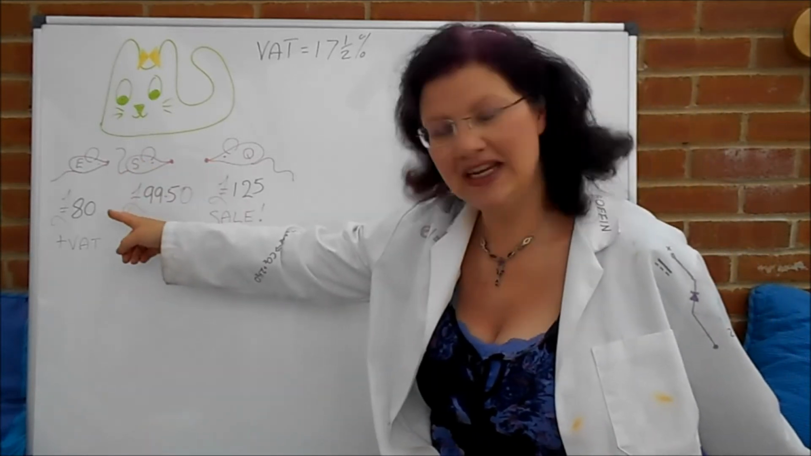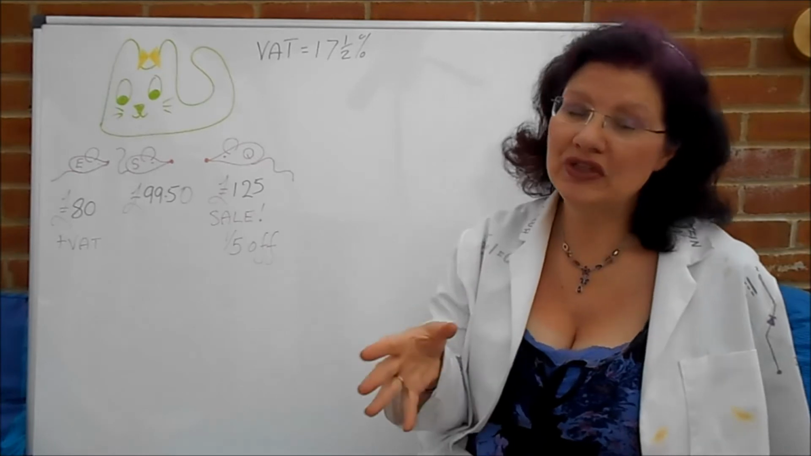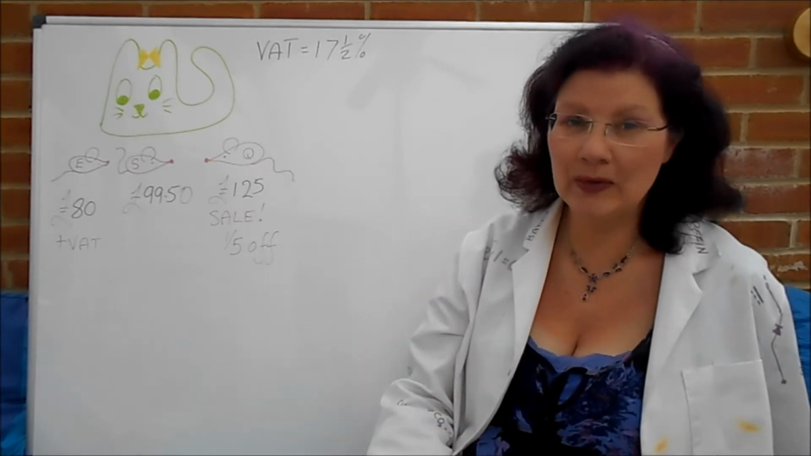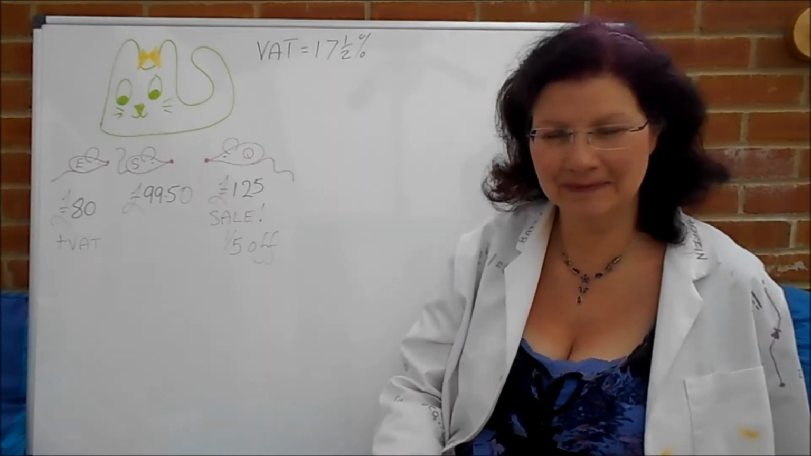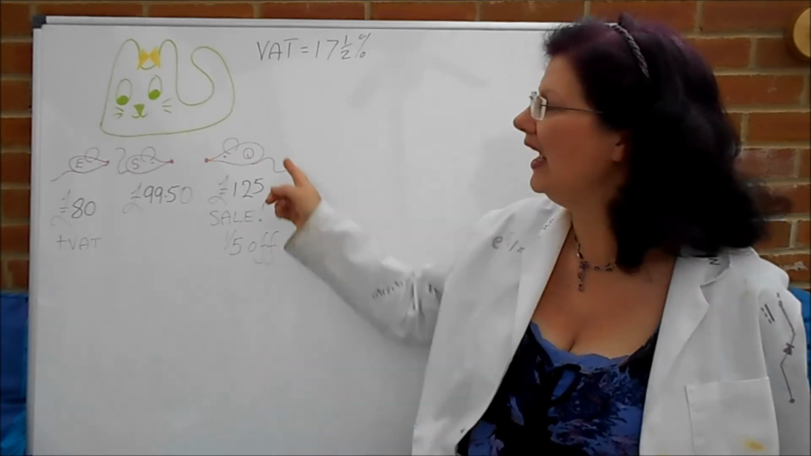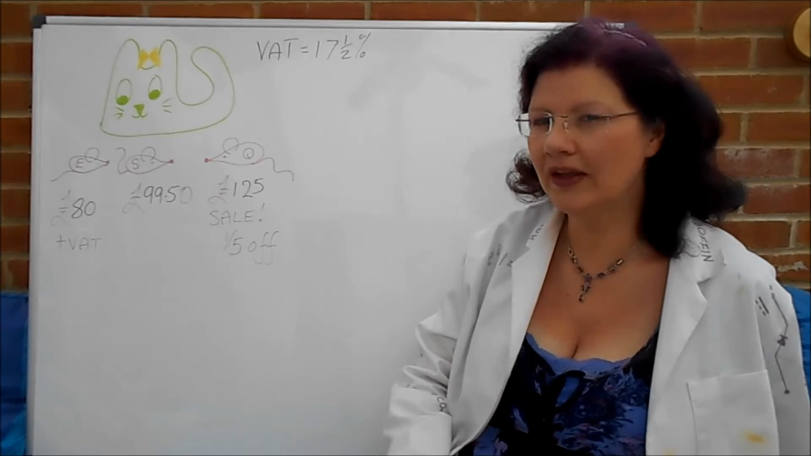Eek costs £80 plus VAT. For viewers who are not in Britain, VAT is a sales tax. I'm sure you have something similar where you are. VAT is at the rate of 17.5%. Squeak costs £99.50 and Quack costs £125, but he's currently on sale.